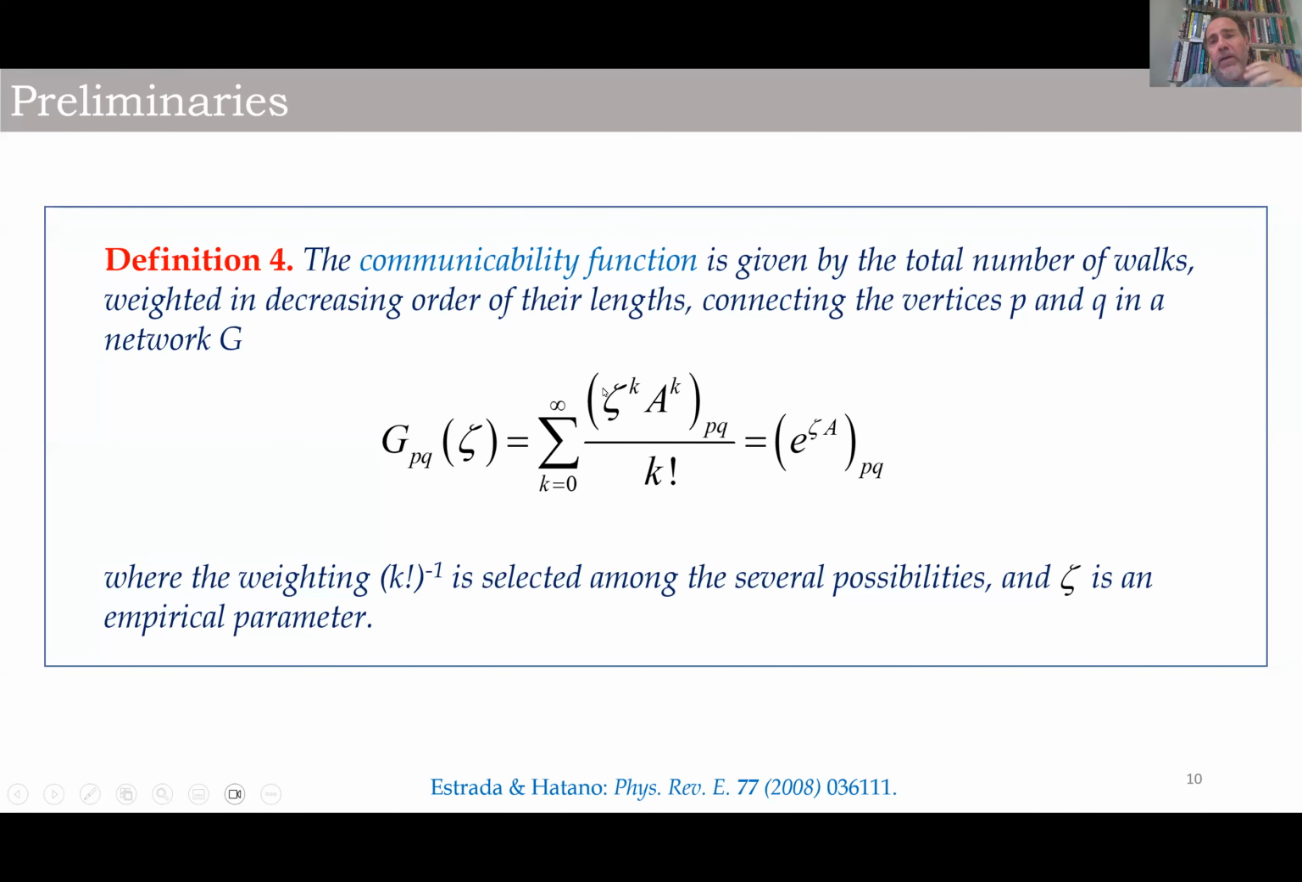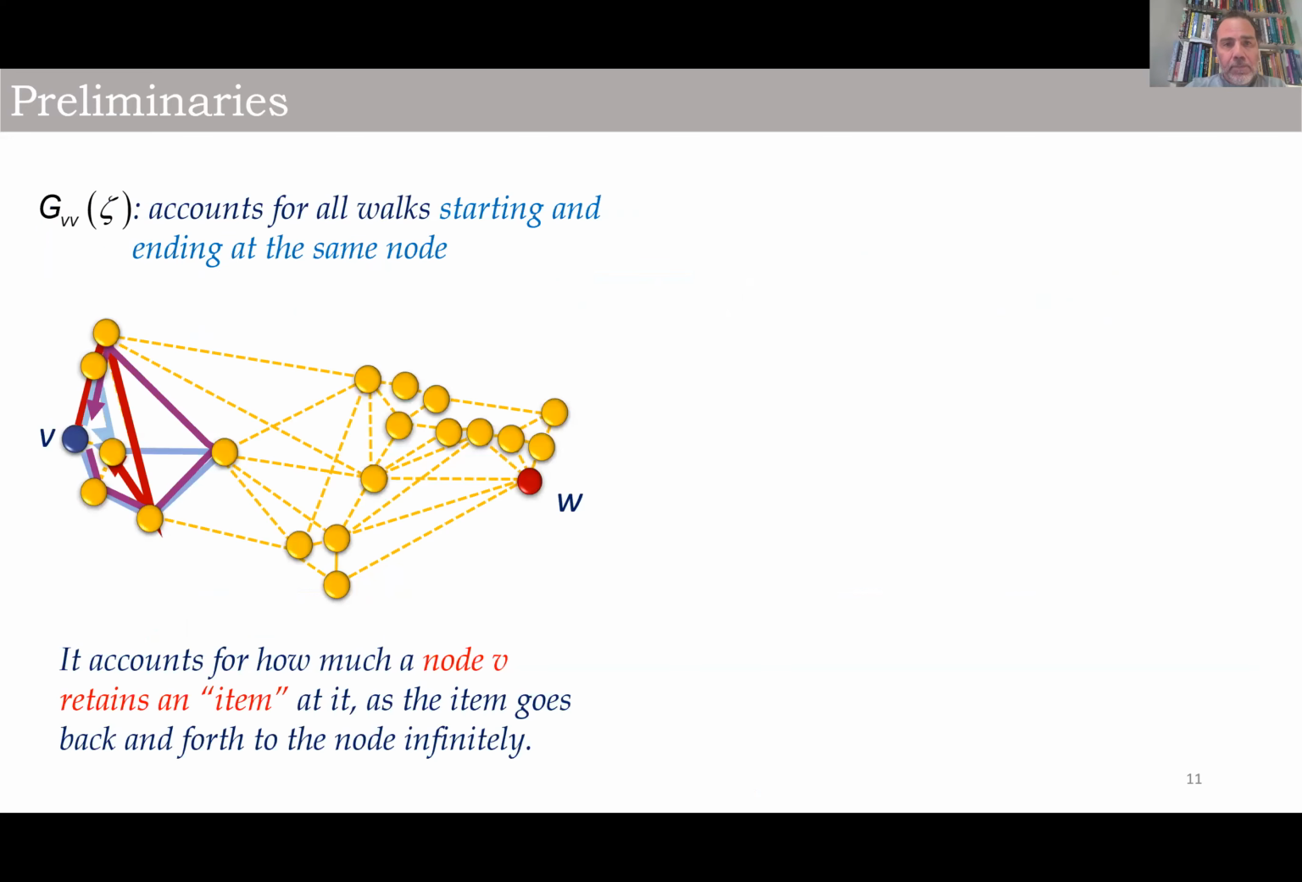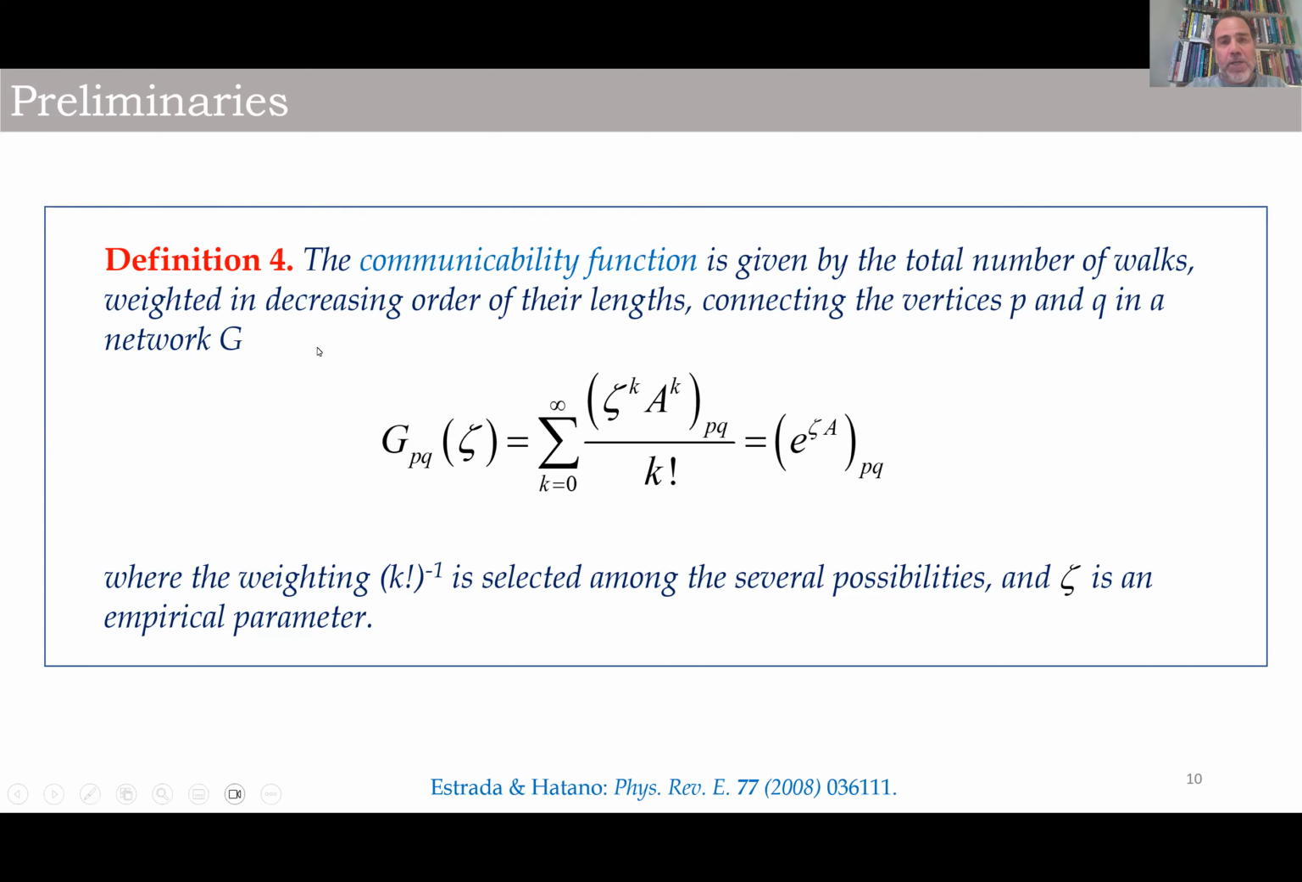So this parameter here has some importance in physical contexts, but I will immediately put it equal to 1 because it doesn't matter for the talk of today. But if we select this weighting scheme to be just the reciprocal of the factorial of the length, then of course this communicability function converges to the PQ entry of the exponential of the adjacency matrix. There are other ways of weighting these, and many of them have been analyzed in the literature. So now we have two values for this expression of the communicability.